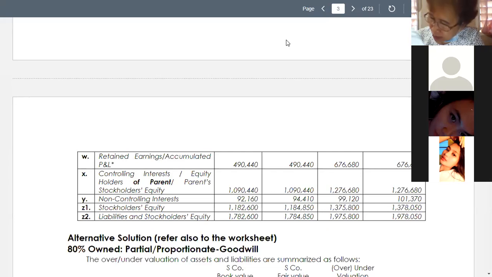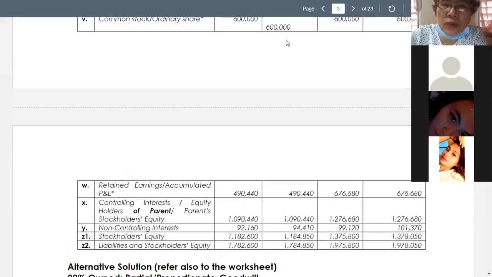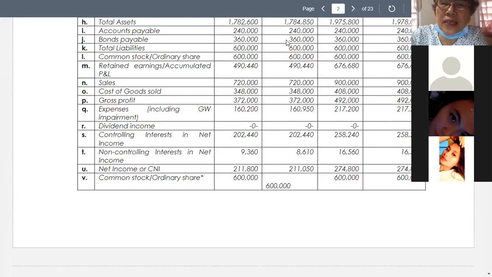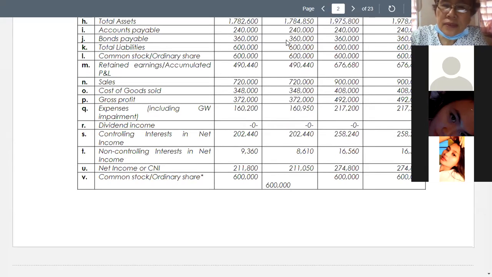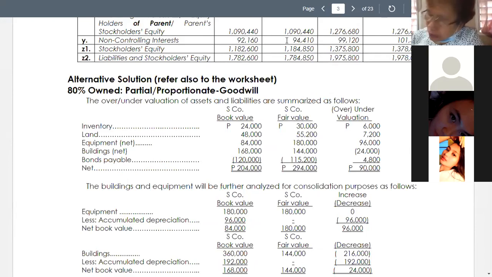We have your total liabilities equal to how much? And this time, we have the non-controlling interest. We have recognized a different amount of non-controlling interest in net income. That's for an amount of here 8,610. Okay. So how much is your total liabilities and stockholders' equity. Total liabilities and stockholders' equity should tally with the total of your assets. Okay na?